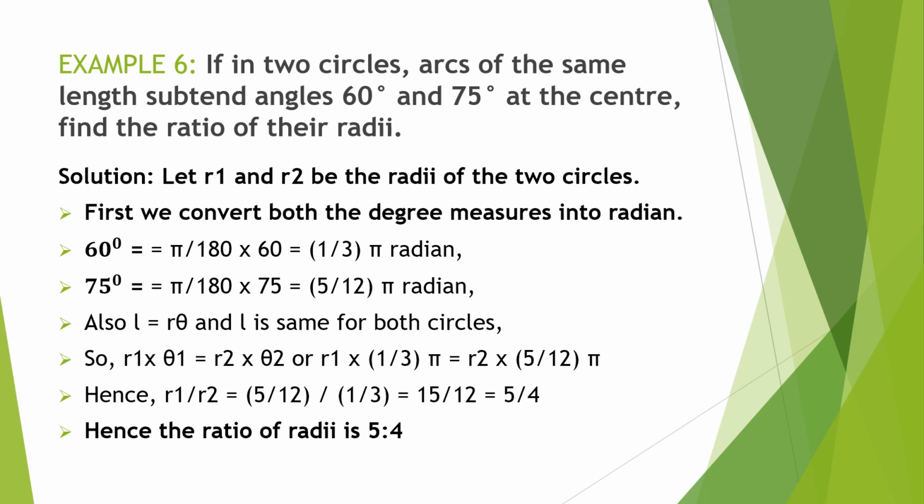As I said, the length of the arcs is the same, so L is same. So R1 theta 1 is equal to R2 theta 2. R1 into 1 by 3 pi is equal to R2 into 5 by 12 pi. Pi getting cancelled, we get R1 upon R2. Bring R2 on this side. So R1 upon R2 is 5 upon 12 upon 1 upon 3. Simplifying, we get that as 5 upon 4. So the ratio R1 is to R2 is 5 is to 4.